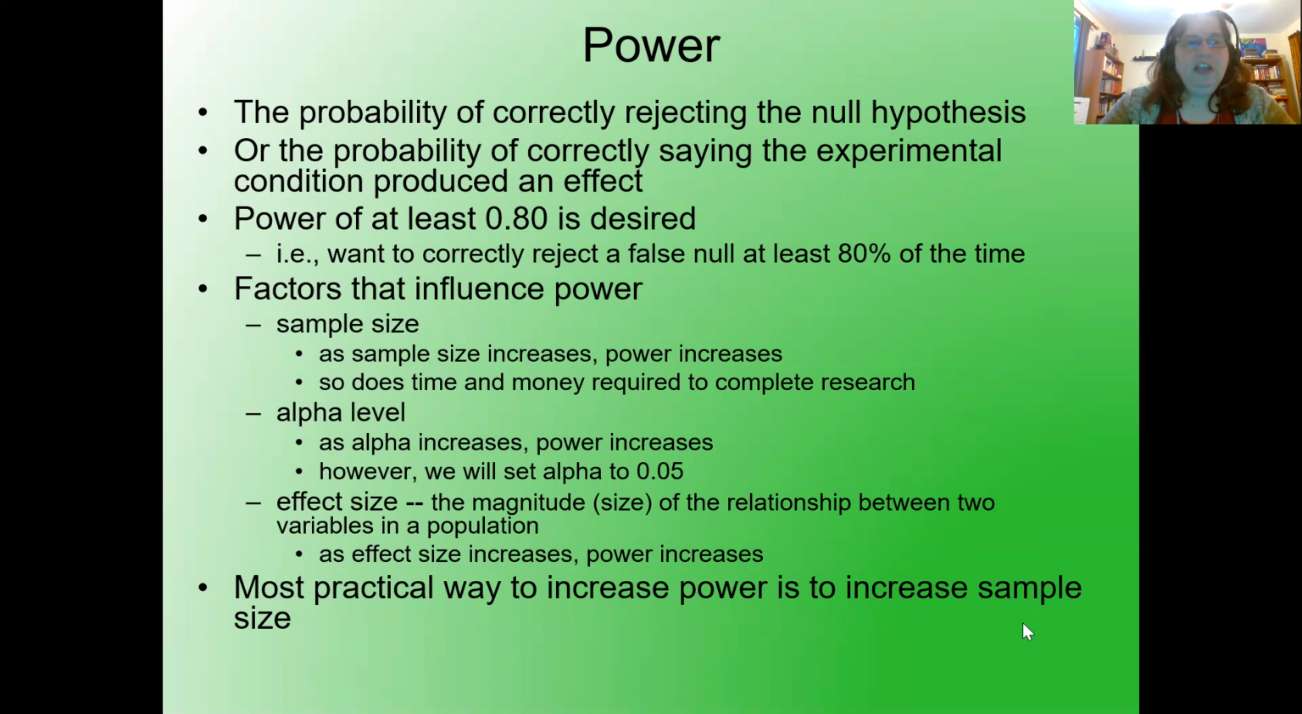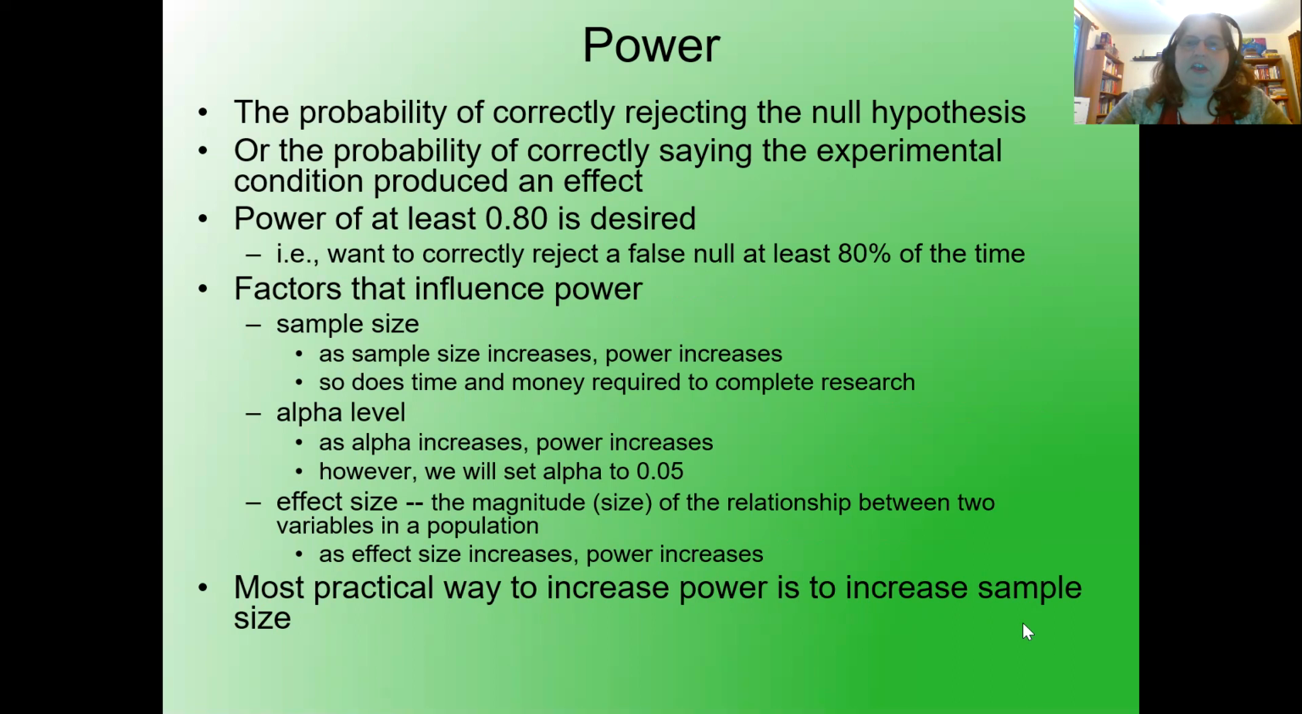So the alpha level, that's another way to influence power. As alpha increases, power increases. However, we will set alpha to 0.05. So here's the thing. As alpha increases, power would increase. So you might think, well, why not just increase alpha a lot?